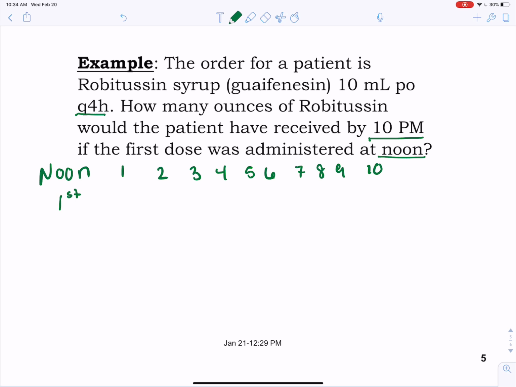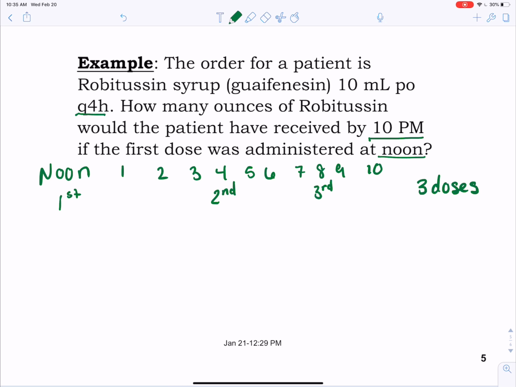If they're getting this every 4 hours, then at 4 o'clock, they'll get their second dose. At 8 o'clock, they'll get their third dose. And then they won't get their fourth dose until after 10 p.m. So we know that they're getting 3 doses. That's going to help us because if we just base it on the hours, we would assume that the patient would get 3.5 doses because of that 9 o'clock and 10 o'clock. So we need to figure out exactly how many doses the patient is actually getting because it's not continuous.